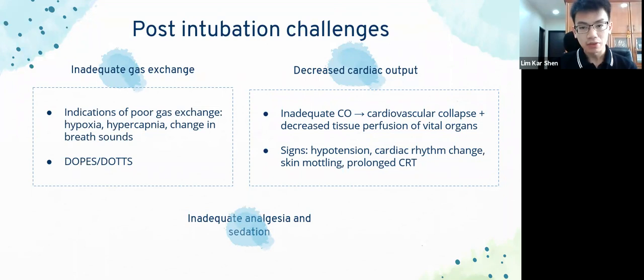Decreased cardiac output: inadequate cardiac output leads to cardiovascular collapse and decreased tissue perfusion of vital organs such as the brain and the kidney. Signs are hypotension, cardiac rhythm changes, skin mottling, and prolonged CRT.